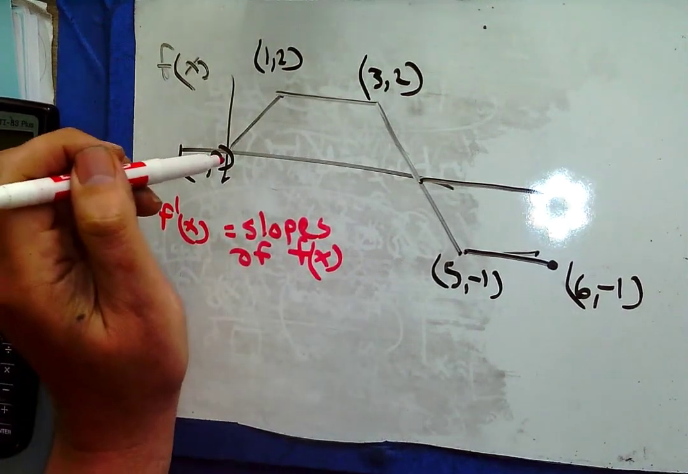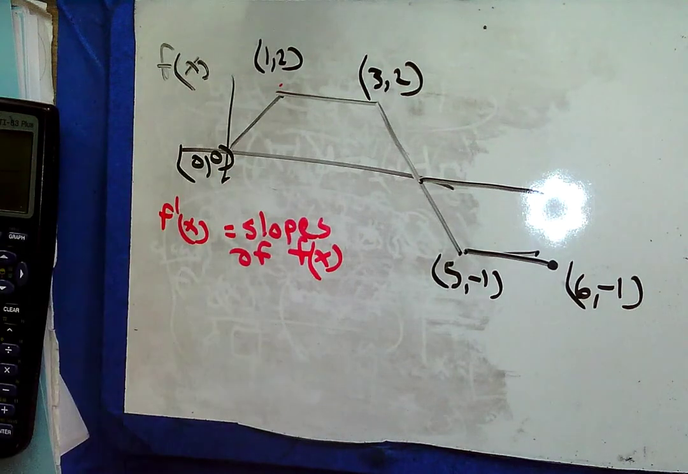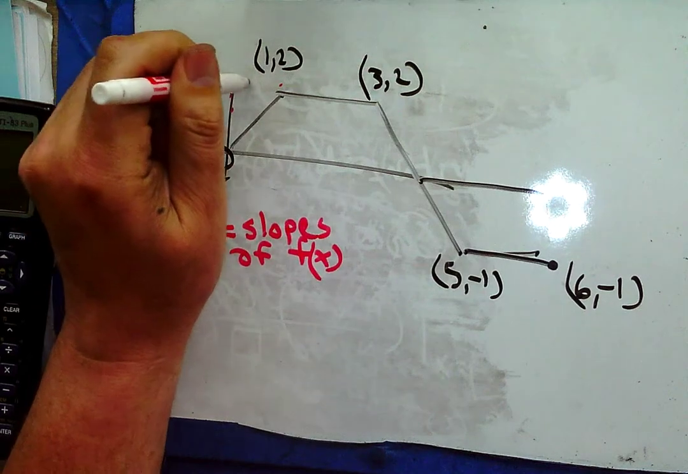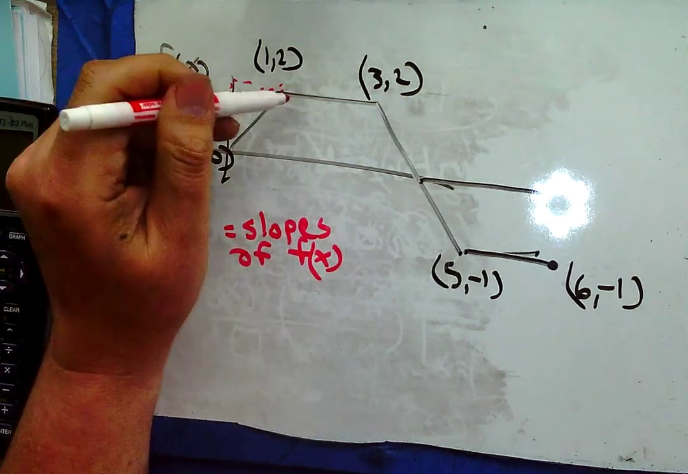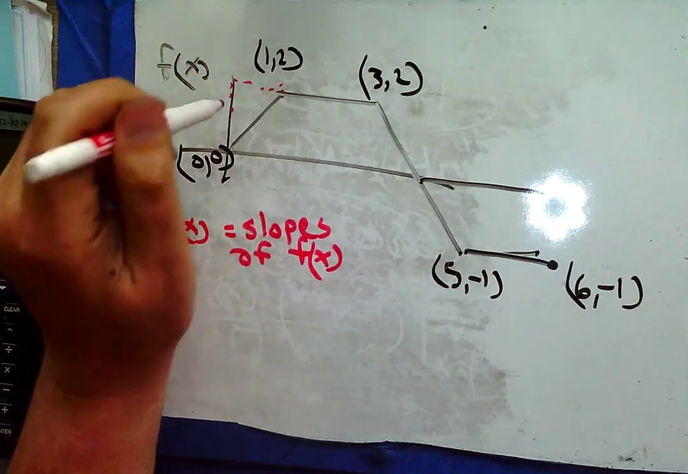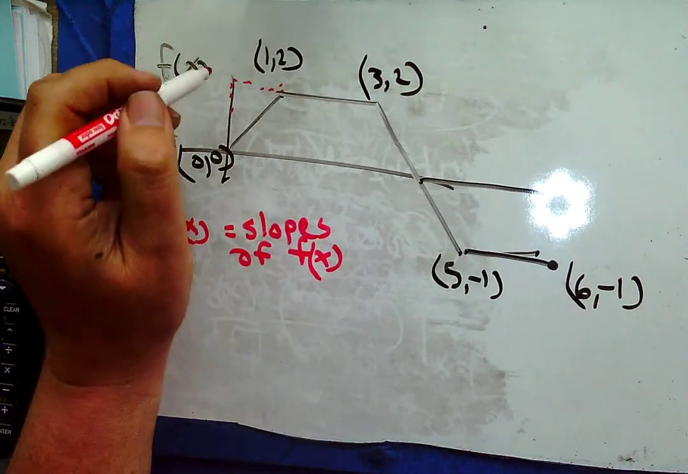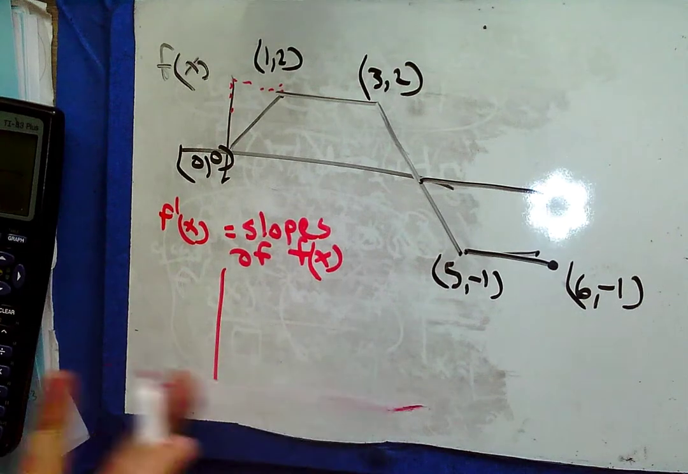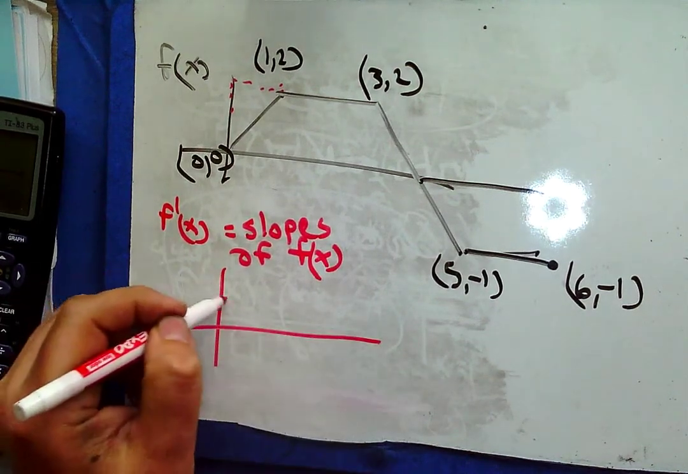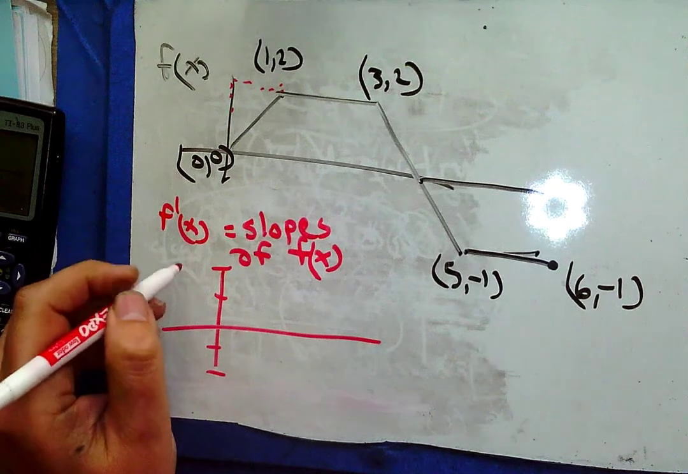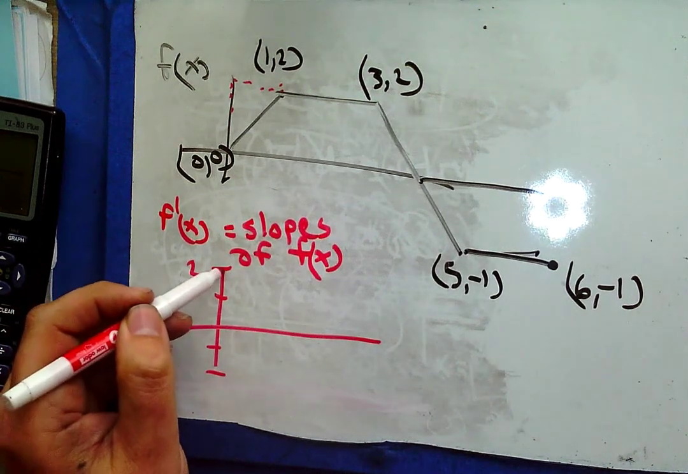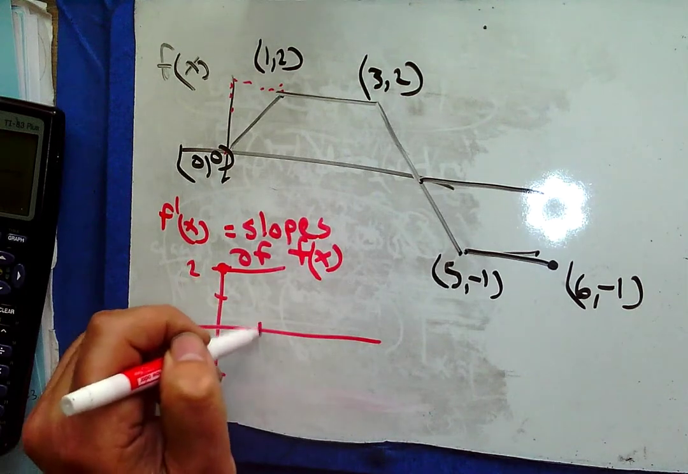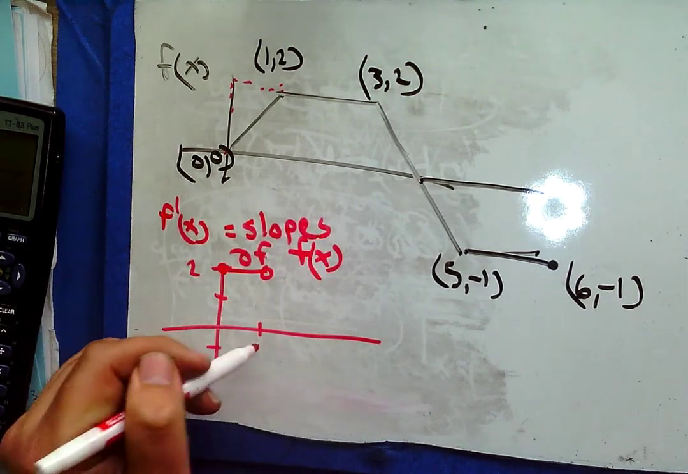Well, what can we say about the slope from 0 to 1 on f of x? Well, slope is rise over run. I go up 2 and over 1. So the slope is 2, up 2 over 1. So if I'm making an f prime graph, 1, 2, so here's 2, and I've got a slope of 2 until I get to 1.